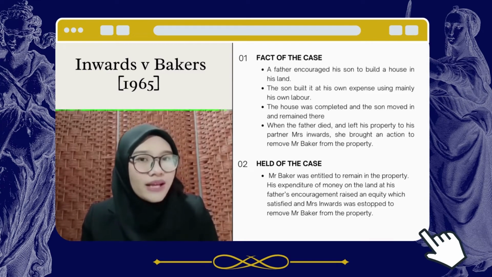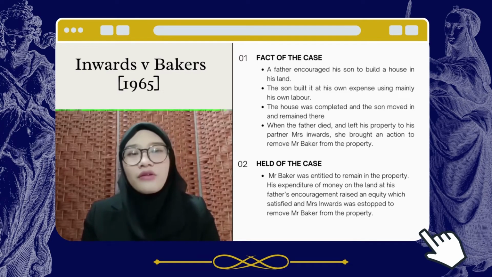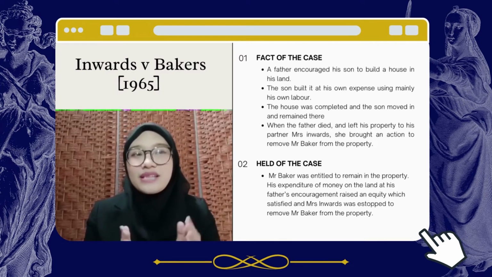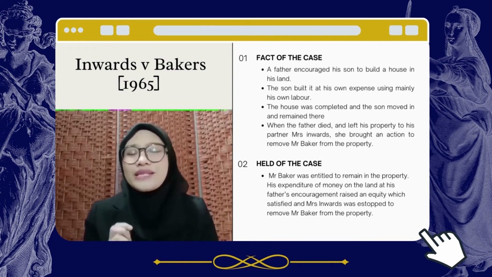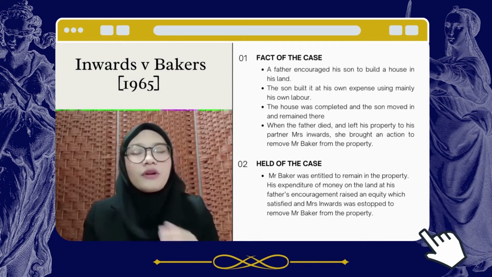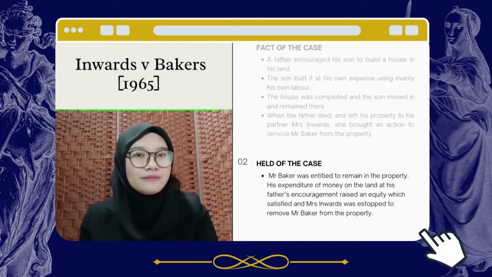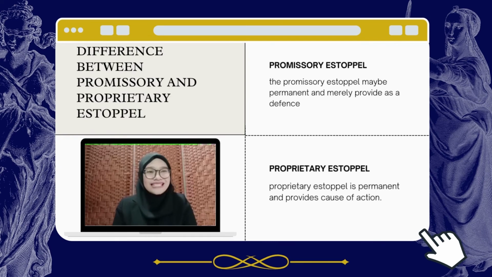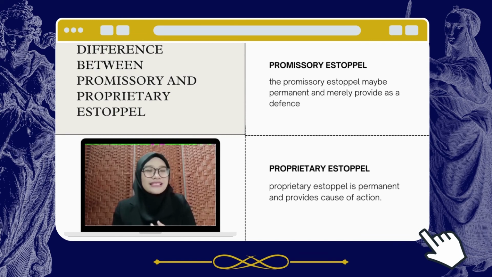His expenditure of money on the land at his father's encouragement raised an equity which was satisfied, and Mrs. Inward was estopped from removing Mr. Baker from the property. To conclude, we can see that the differences between promissory estoppel and preparatory estoppel are that promissory estoppel may be temporary, but preparatory estoppel is permanent, and promissory estoppel merely provides a defense, whereas preparatory estoppel provides a cause of action.